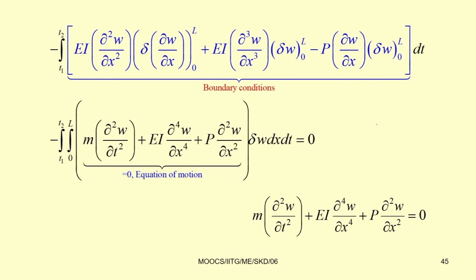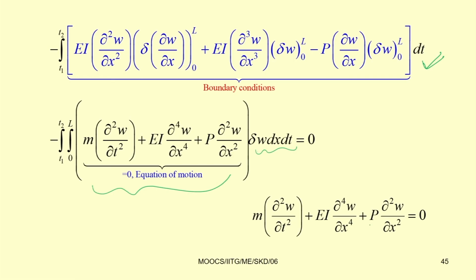So, this is the boundary conditions you have got, and this part, you just see, is the coefficient of delta w dx dt. As delta w is arbitrary, this is the equation of motion of the system. So, the equation of motion of the system becomes m del square w by del t square plus E I del fourth w by del x fourth plus p del square w by del x square.